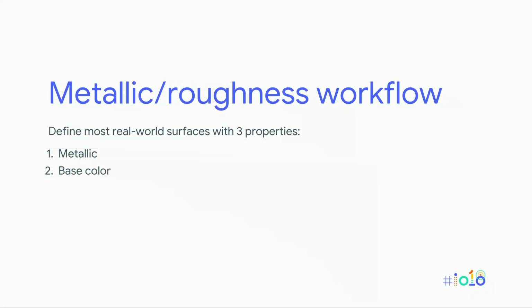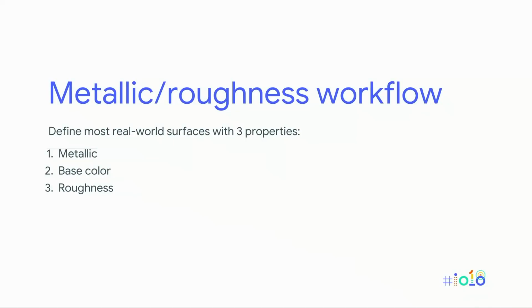Then you're going to define the color of the object. And we call it the base color as opposed to the diffuse color or the specular color. Those are terms that you might have seen if you've used older engines. And again, there's a reason for that. Finally, you need to define something called a roughness. Roughly, it means how shiny the object is.